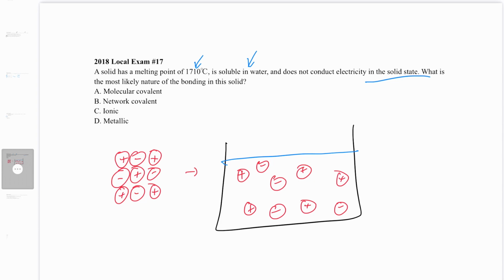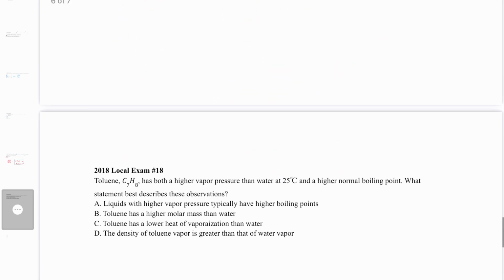So when you have your solid form, the electrons are stuck within the bonds, but when you dissociate, when you go into your aqueous form, the electrons are now free to conduct electricity. And that's characteristic of ionic bonding, so that's answer choice C. Let's go to question 18.